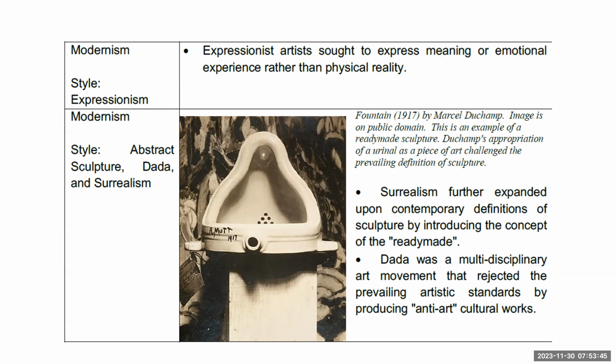The Fountain in 1917 by Marcel Duchamp is an image which is in the public domain. This is an example of a ready-made sculpture. Duchamp's appropriation of a urinal as a piece of art challenged the prevailing definition of sculpture. Why? In surrealism, this further expanded upon contemporary definitions of sculpture by introducing the concept of the quote-unquote ready-made. While Dada was a multidisciplinary art movement that rejected the prevailing artistic standards by producing anti-art cultural works.